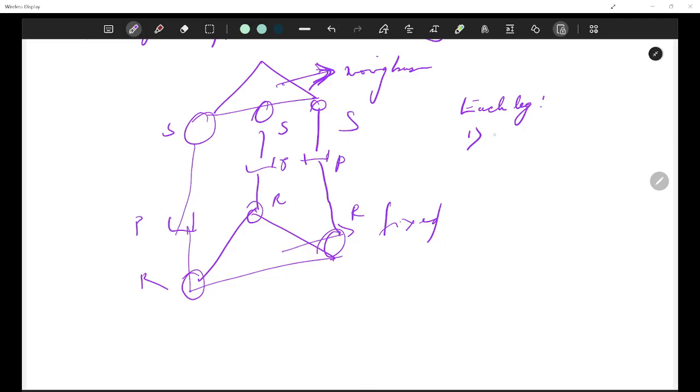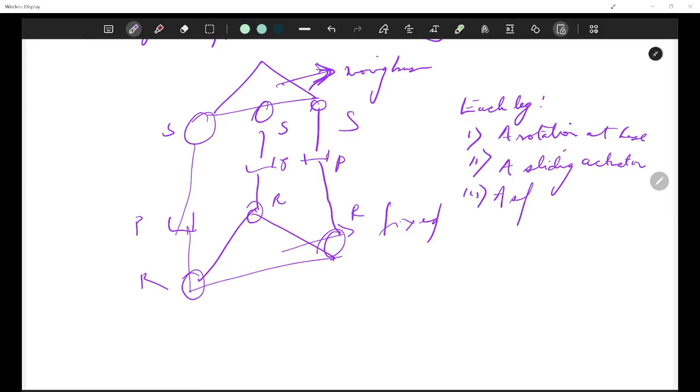Each leg has a rotation at the base, a sliding actuator which is meant by the prismatic joint, and the third is a spherical joint, which is basically like a ball at the top joint.